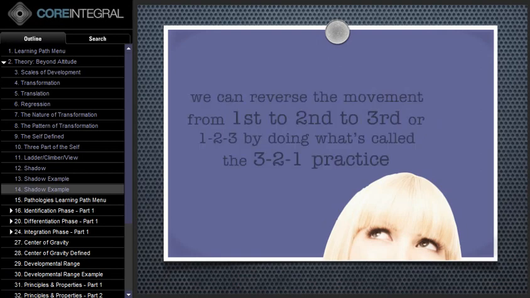Second, we can reverse the movement from first to second to third, or 1, 2, 3, by doing what's called the 3-2-1 practice, which helps you to re-own your shadow as a first-person reality.